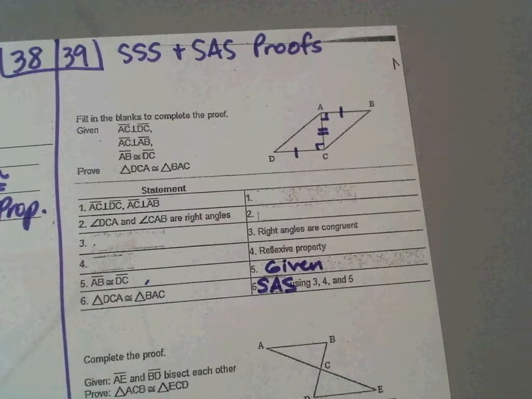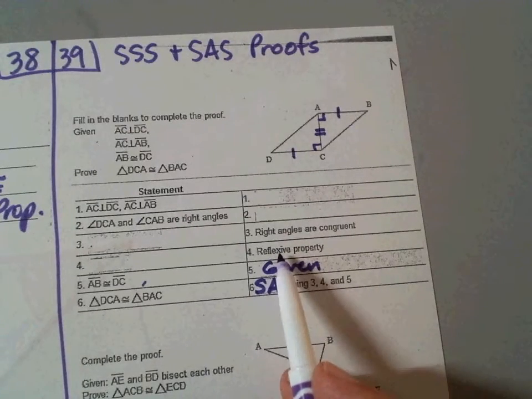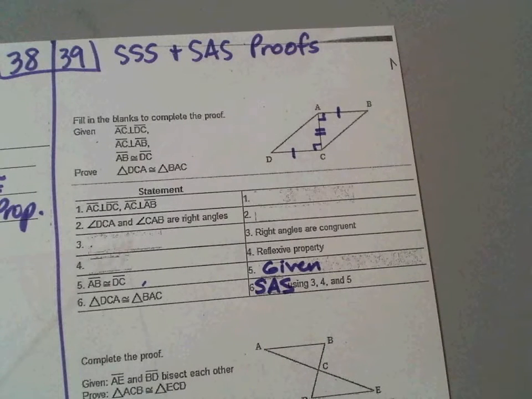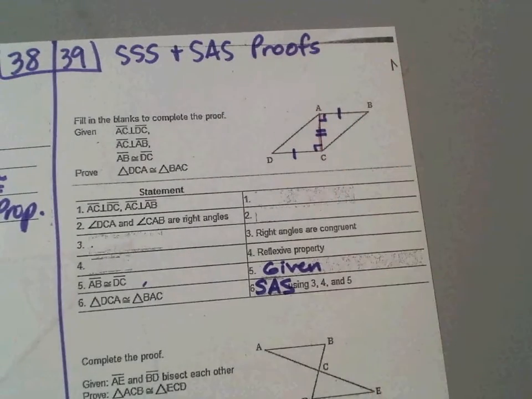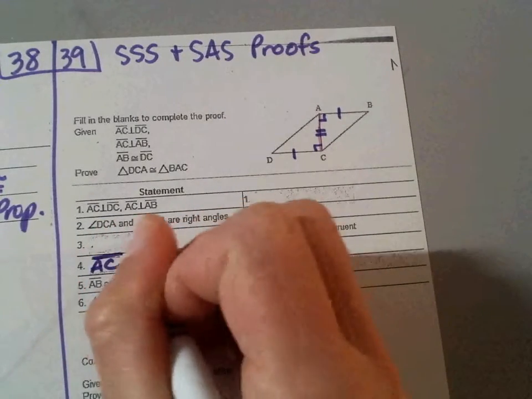All right, now go up to number 4. It says reflexive property. So you should know reflexive means same thing equal to itself, right? So where did we add lines for a reflexive property? In the middle. Good. We did on AC right there. We added those in because they shared the side. So this is going to say AC is congruent to AC.